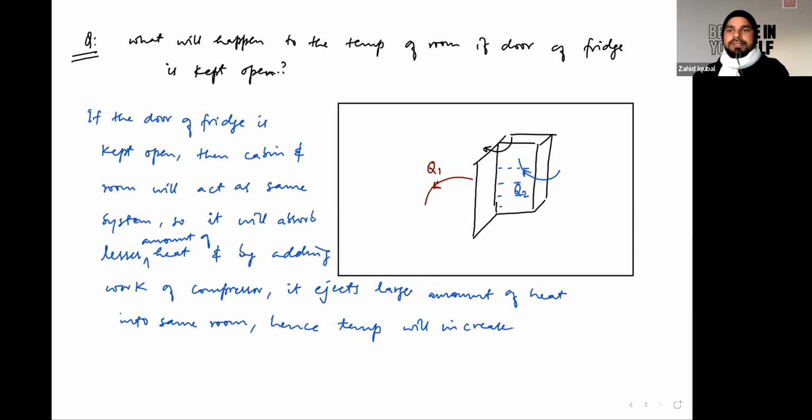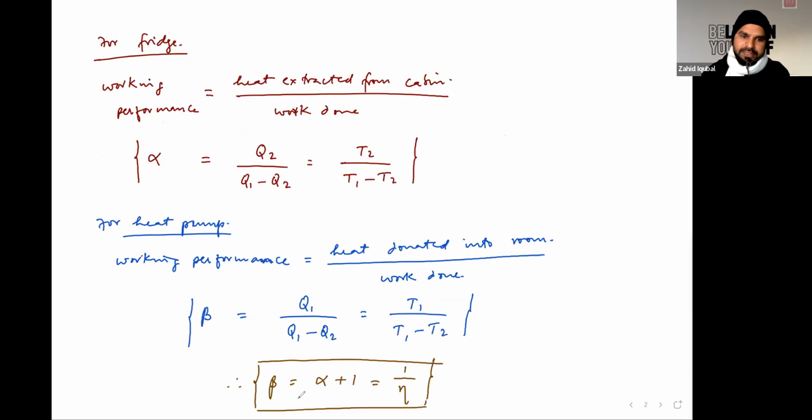So the next question is, it will be better to use this particular fridge as multi-purpose. In summer, keep this particular door closed and it will act as a cooling agent. In winter, keep this particular door open and it will act as a room heater or heat pump. So then why do we need a heat pump? So let me define it for you.